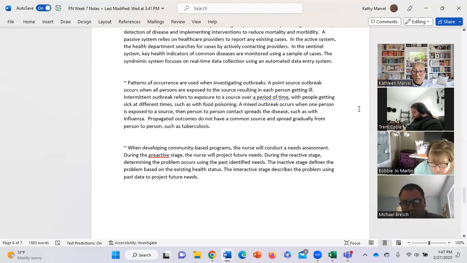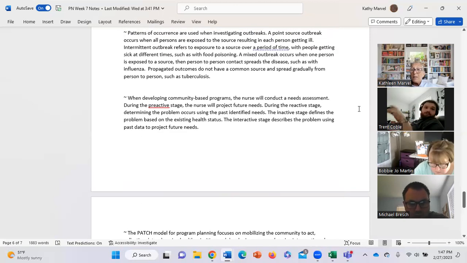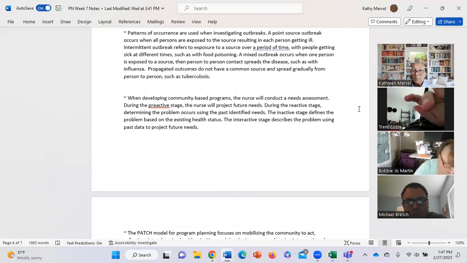Then the last part of this is when we're developing community-based programs, the first thing we need to do is a needs assessment. Number 1, needs assessment. When we're doing a needs assessment, it is broken out into stages. You're going to have to do your own research on this. There's a pre-active stage, a reactive stage, an inactive, and an interactive.